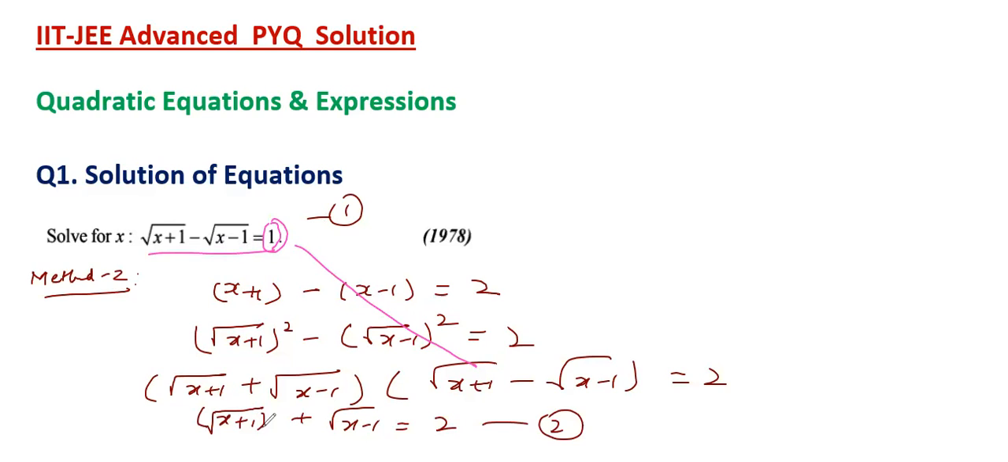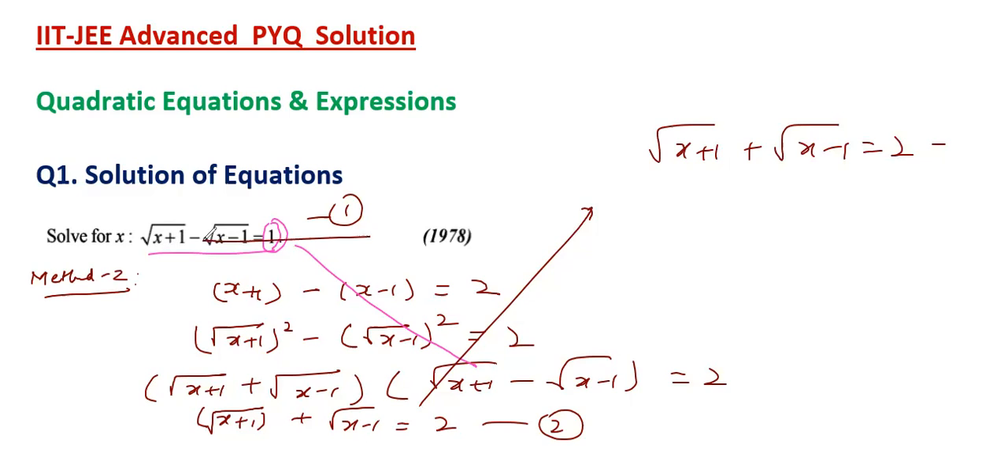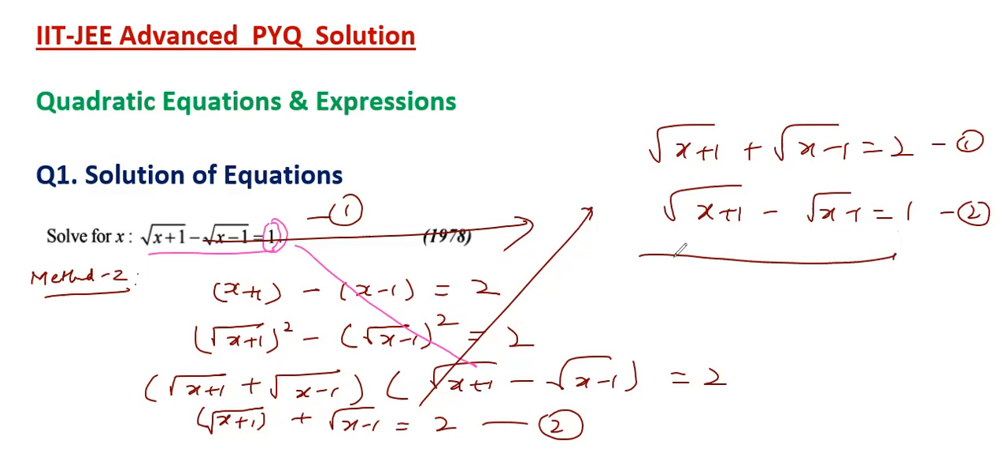So basically we have two equations, root x plus is equal to 2, and second equation is this, equal to 1. So equation 1 and equation 2. So by adding or subtracting we can do anything. So by adding we can get, adding this gets cancelled, we get 3.